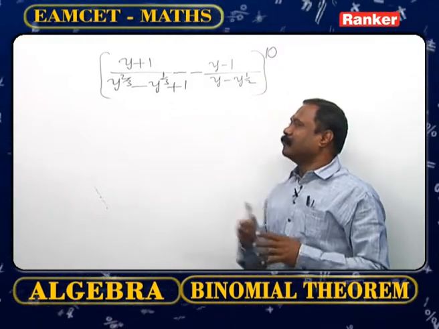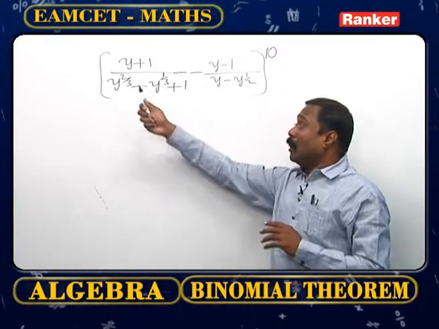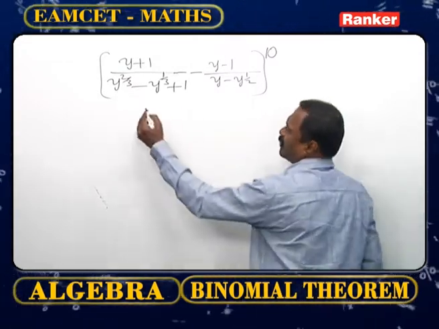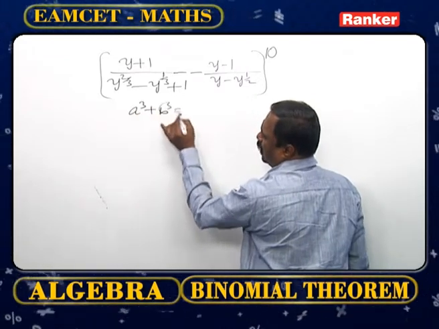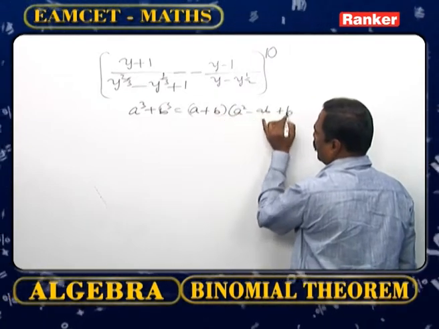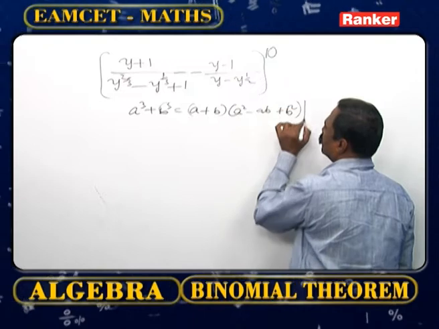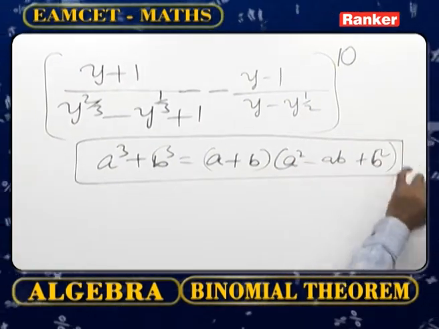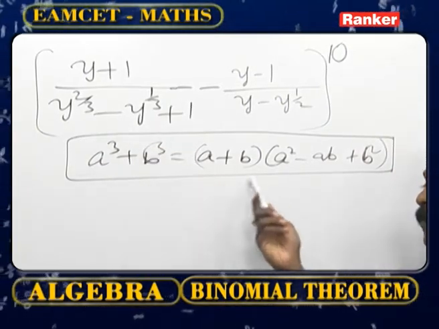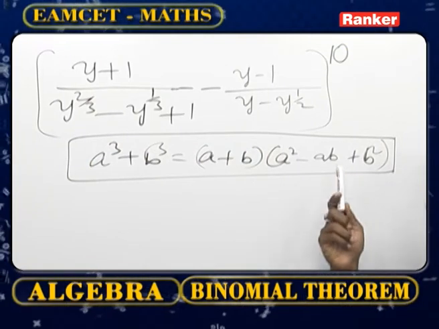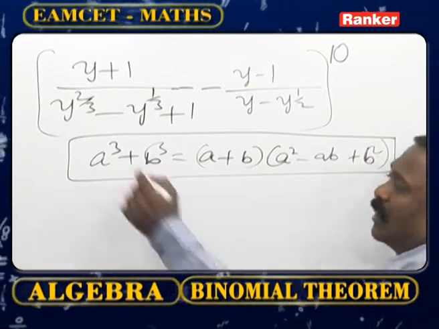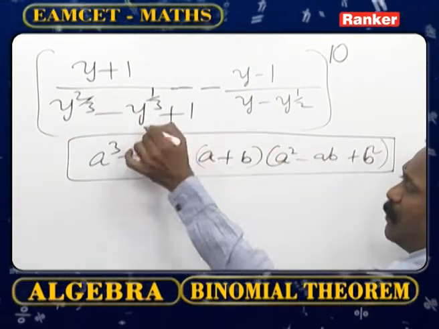When you see this term, you must remember the a cube plus b cube formula, because a cube plus b cube is a plus b into a square minus ab plus b square. To simplify this, when a plus b is given, this becomes a rationalizing factor. That's what your understanding must be. So what should be a square here? y power 1 by 3 whole square minus y power 1 by 3 into 1.